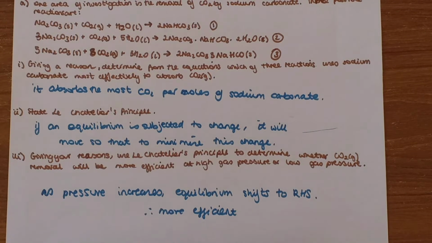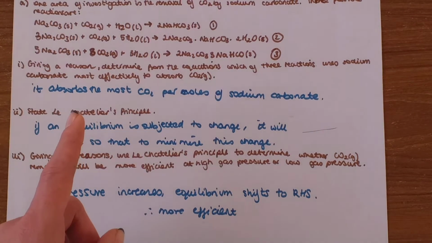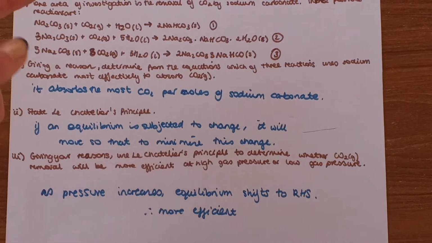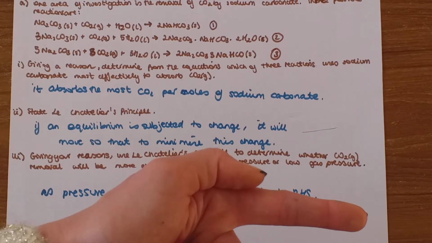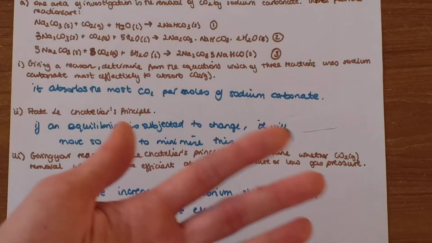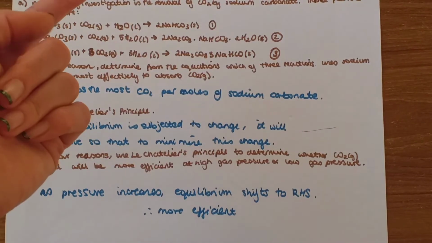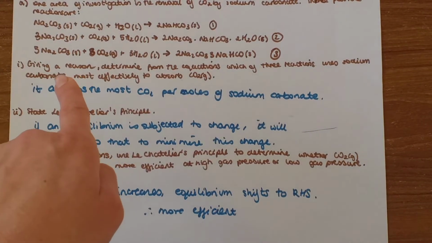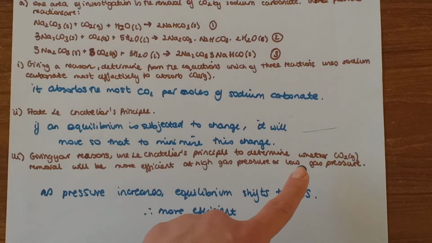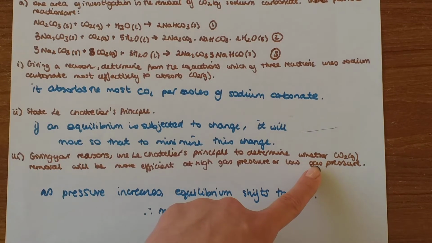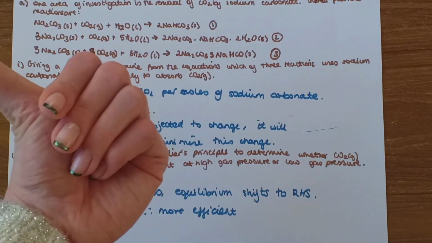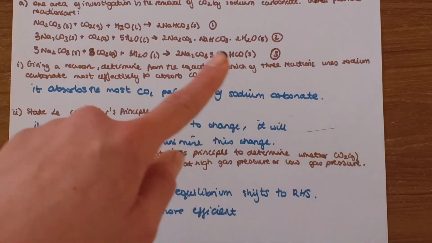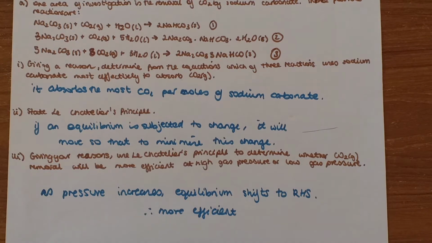This means that if we increase the pressure, the equilibrium will shift to the side where there is a smaller amount of moles. So in these examples, it will shift to the right. This actually tells us that it's more efficient, because if you have more products, that means more carbon dioxide must have been absorbed. However, if we were to lower the gas pressure, the equilibrium will move to the left. So that's not working for us. We want it to be more efficient, so more products form. That means more carbon dioxide has been absorbed. So we have to increase the pressure.